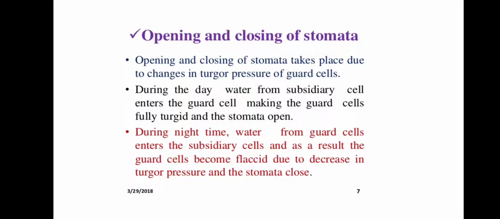So you see, opening and closing of stomata takes place due to the change in the turgor pressure of the guard cell. During the day, water from the subsidiary cells enters the guard cell. Subsidiary cells means the cells around the guard cells. Water from there comes to the guard cells, making them fully turgid, and the stomata open. Fully turgid means fully swollen. Then during night time, the water from the guard cells goes to the subsidiary cells, and as a result the guard cells become flaccid. Flaccid means it will shrink due to decrease in the turgor pressure, and the stomata will close.